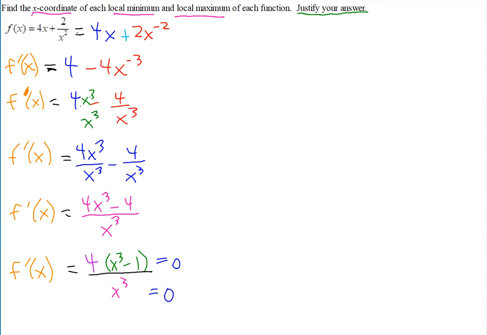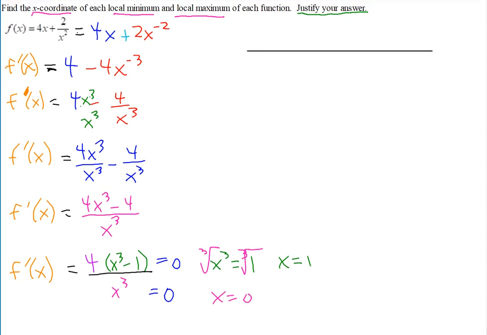So 4 will never equal 0. If you set x cubed minus 1 equal to 0, add the 1 over to the other side and then take the cube root of both sides, you get x equals 1. And if you set x cubed equal to 0, take the cube root of both sides, you get x equals 0. So those are our two critical numbers, and we just have to put them on the number line.